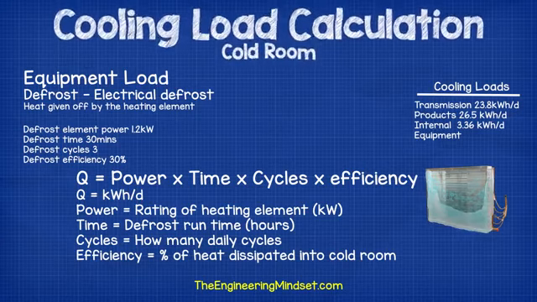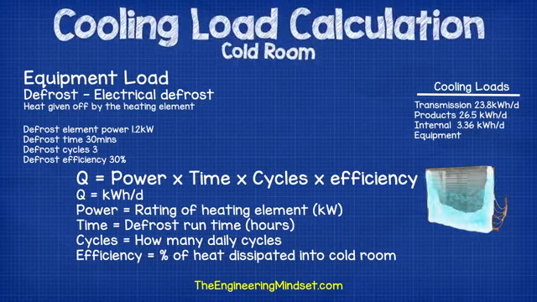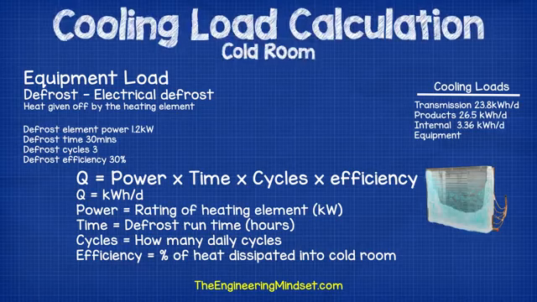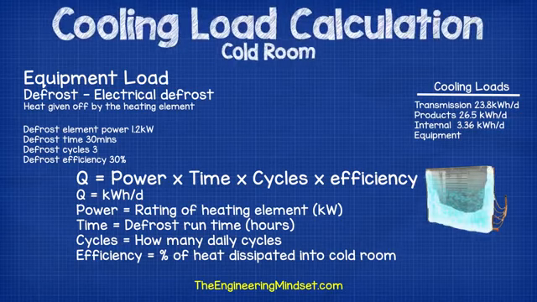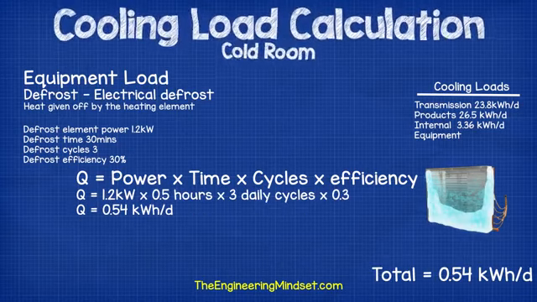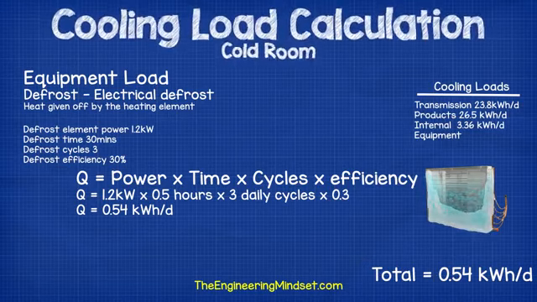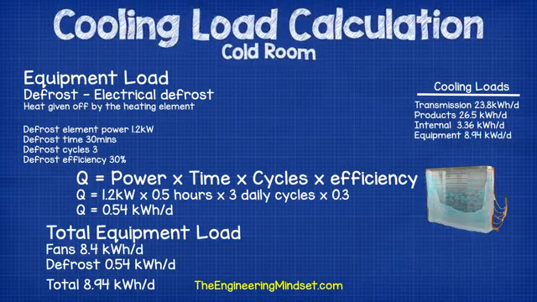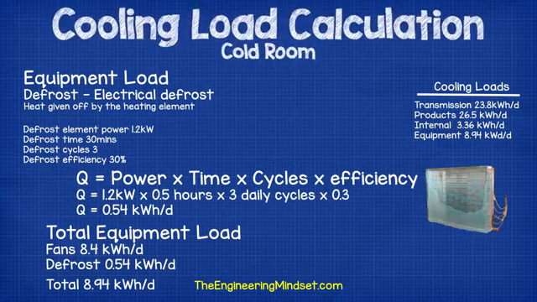We will then use the formula power multiplied by time multiplied by cycles multiplied by efficiency, where Q equals kilowatt hours per day, power equals the power rating of the heating element, time equals the defrost runtime, cycles is how many times per day the defrost cycle will occur, and the efficiency is which percent of the heat will be transferred into the space. So if we drop those numbers in, we'll see that the value comes out at 0.54 kilowatt hours per day. Total equipment load is then the fan heat load plus the defrost heat load, which is 8.94 kilowatt hours per day.